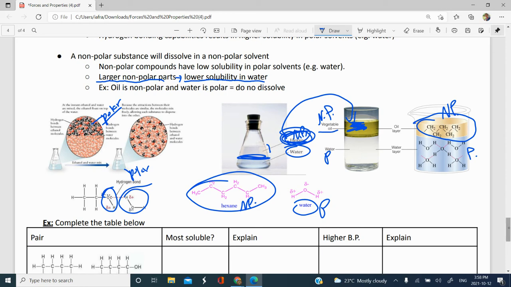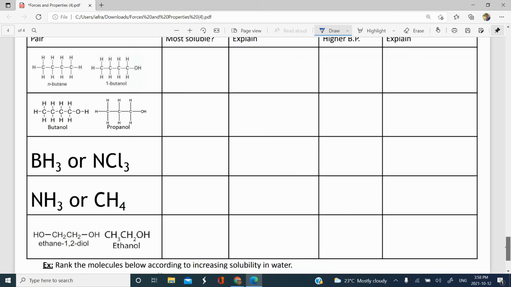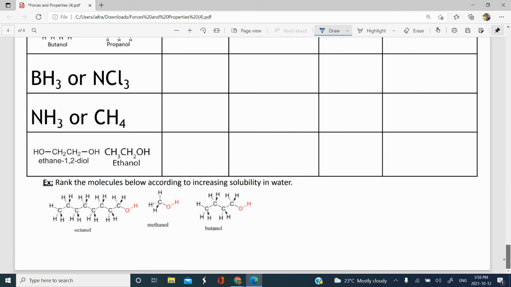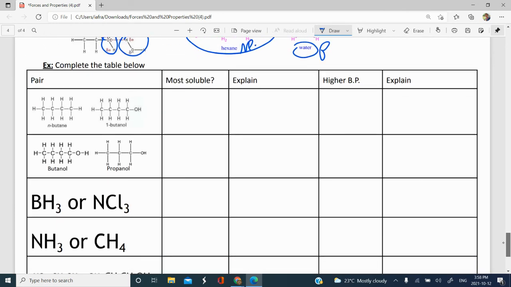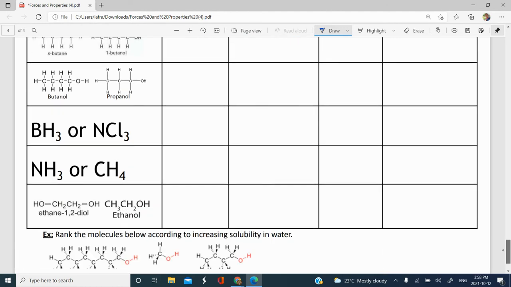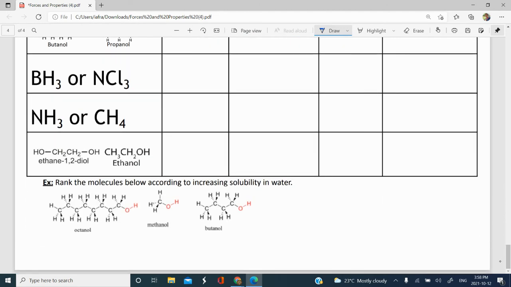Okay. And our final table here, we have comparing substances based on their solubility and boiling points, and we'll do those. But first I want to do the molecules down here. So rank the molecules according to increasing solubility in water. And so we want to show which one's more soluble in water. They all have OH groups. So they might all have some degree of solubility.